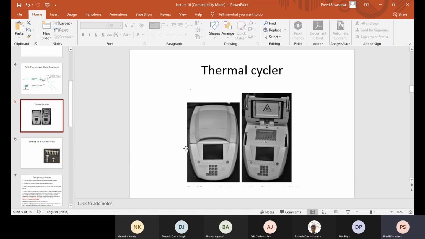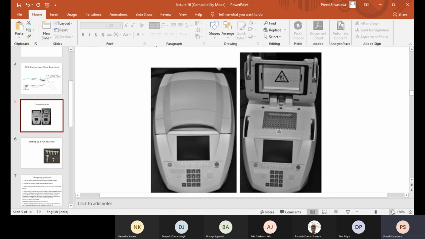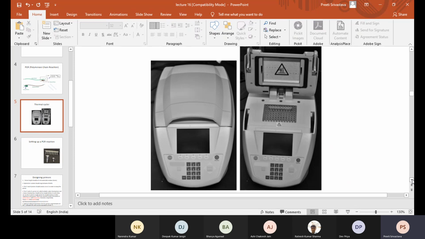The equipment that is used is called a thermal cycler. So the thermal cycler has a heating block. This is how it looks like. So this is exactly the same which is there in the UG lab. So this is the thermal cycler.